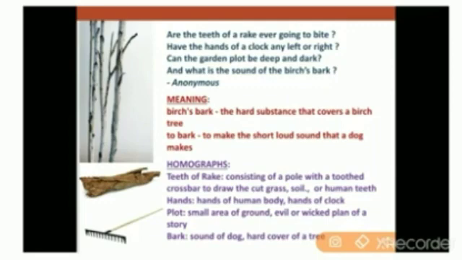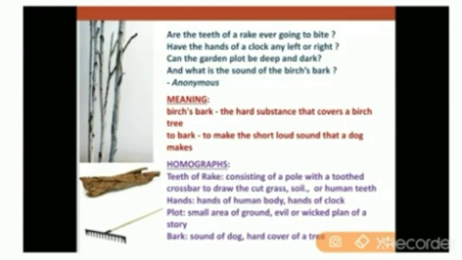Are the teeth of a rake ever going to bite? Now what is a rake? A rake consists of a long pole attached with a tooth bar, usually used to cut the grass, or to remove the soil from the garden or from the field. That is a rake, and the rake has teeth through which you draw out the grass or cut the grass. So that is also called teeth. Humans also have teeth which we use to bite.